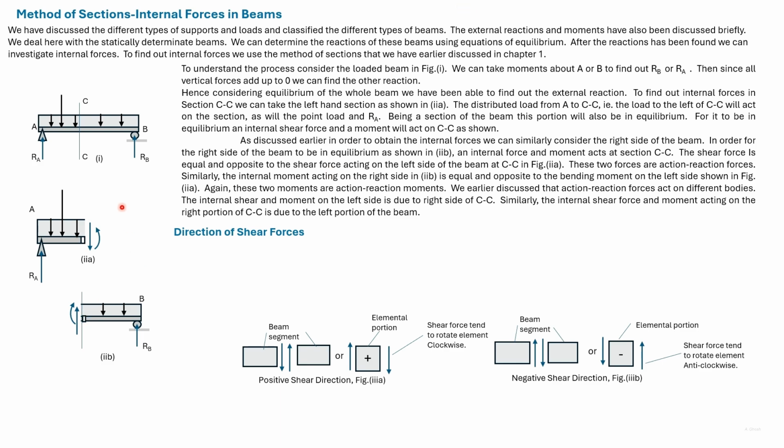If we cut a beam and we find that on the left side the force is acting downwards and on the right side it is acting upwards, we consider the shear force as positive. So here we have two beam segments, and on the left side we have a downward force, and on the right side an upward force, and this is considered as positive. If the combination is oppositely directed, then the shear force is considered to be negative.